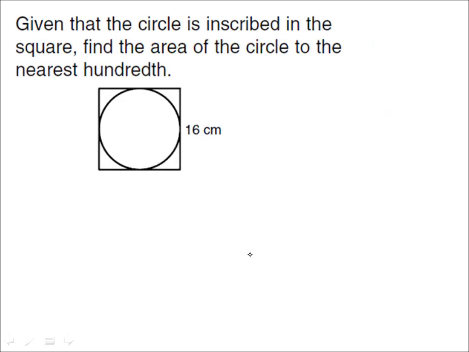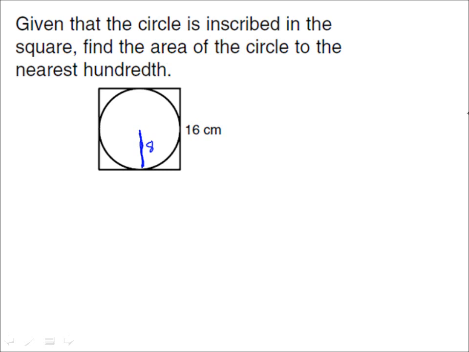Given that the circle is inscribed in the square, find the area of the circle to the nearest hundredth. It looks a little distorted on my screen, and perhaps it will on YouTube as well. But if this is a square, I know that all 4 of these sides are 16 units long, and half of those would be 8. And the reason why that matters, of course, is because that'll be the length of my radius. So I have a circle here with a radius of 8 centimeters.